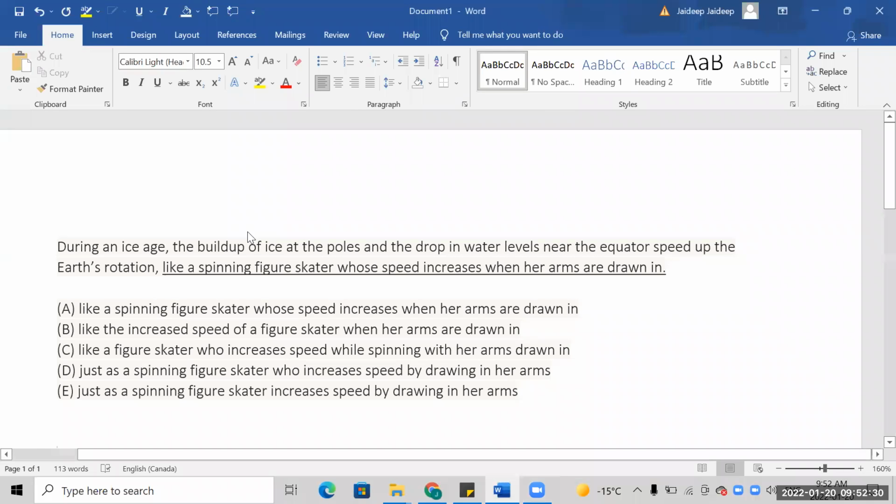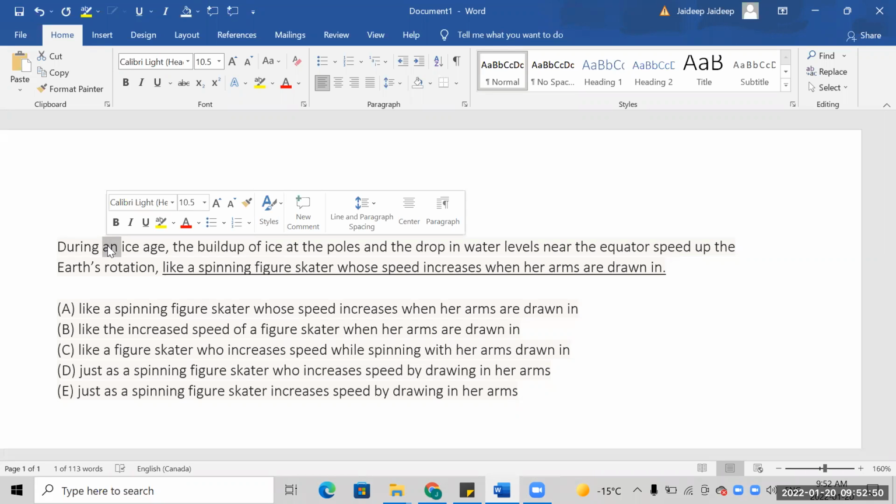Okay, during an ice age, the buildup of ice at the poles and the drop in water levels near the equator speed up the Earth's rotation. During an ice age, the buildup and the drop speed up the Earth's rotation. So whenever an ice age happens, we're talking about the one in the past or maybe one upcoming in the future.